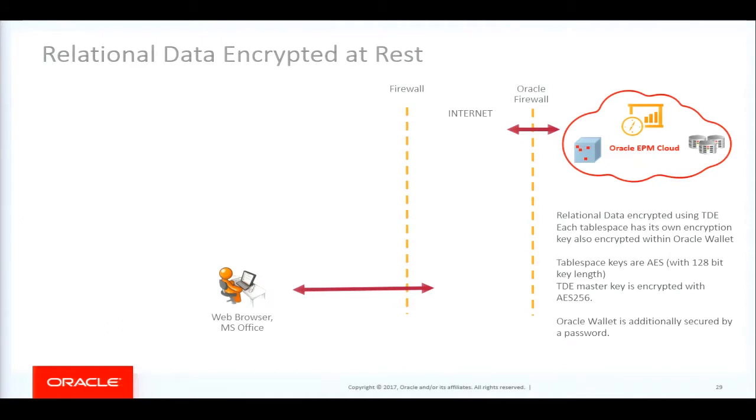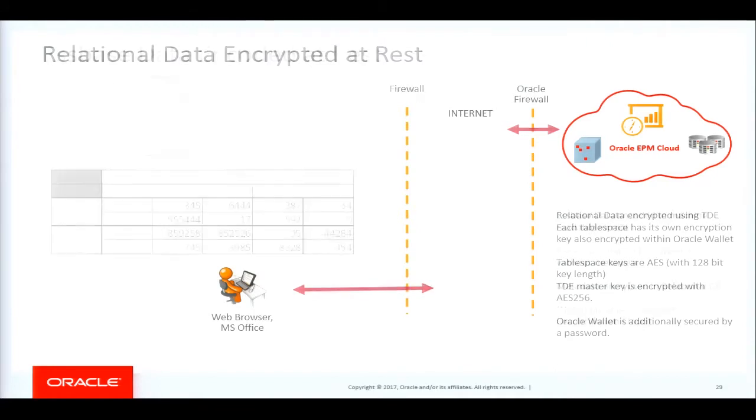All the relational data that's stored in all the EPM Cloud services is encrypted using TDE, transparent data encryption. They each have their own key. The key is stored in the wallet. The wallet is additionally password protected. All of that is encrypted. There ain't nothing in here that anybody can take a look at.